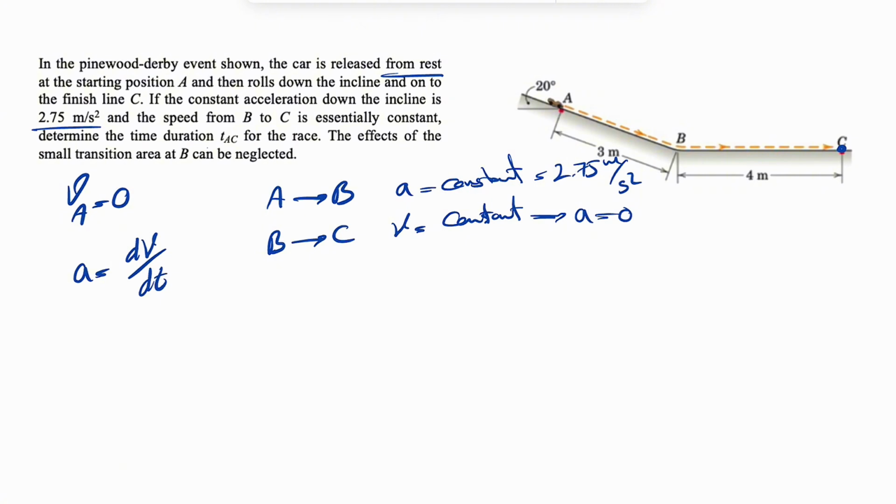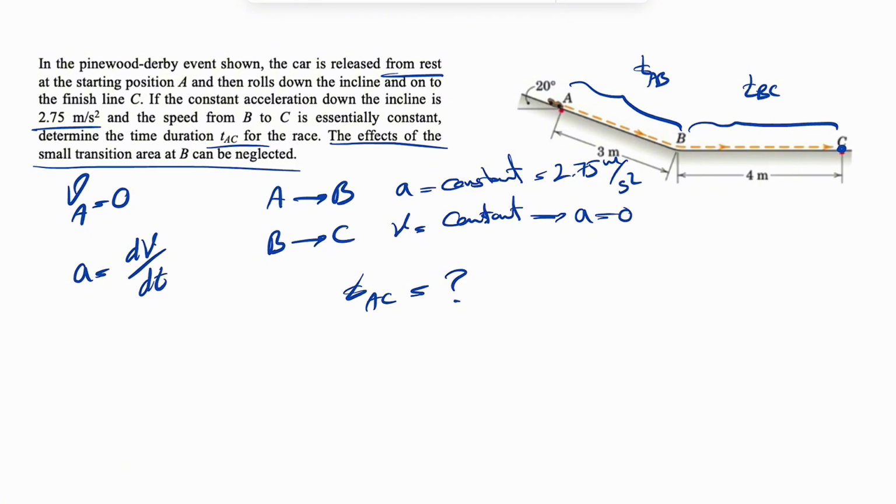So we need to determine the duration TAC. For this race, basically we need to figure out the time from A to B and the time from B to C, and at the end the total time TAC is what the question is asking us. The effects of the small transition area at B can be neglected. So as I said, we just have to find these two time values. From A to B we have a constant acceleration.